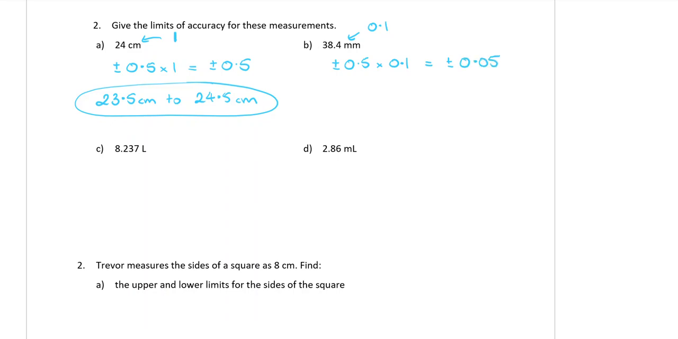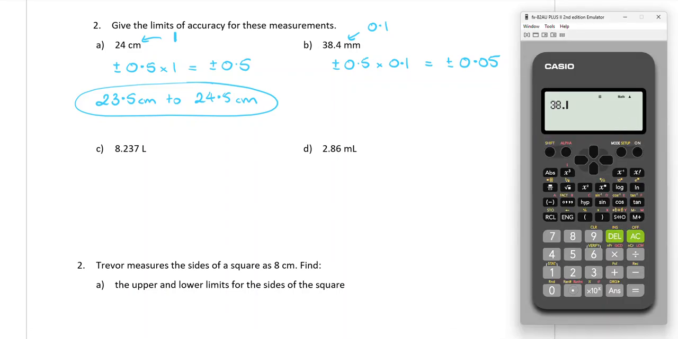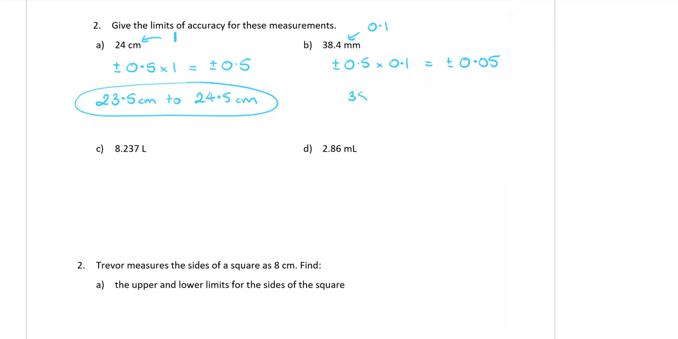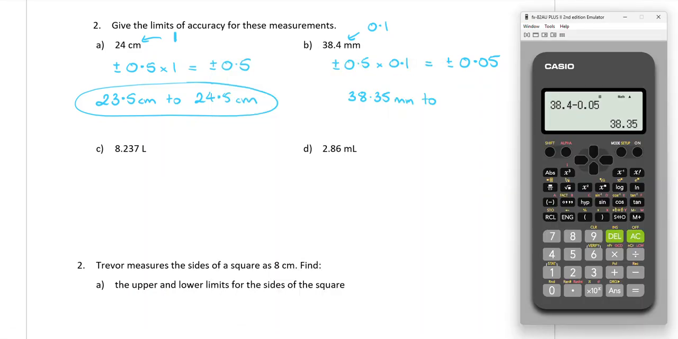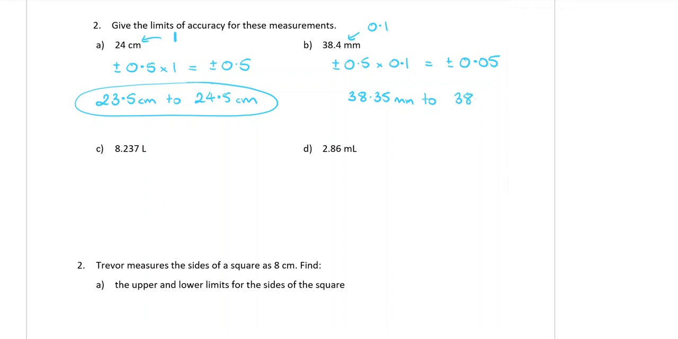0.05. So to work out the lower measurement, you start with 38.4 and you subtract the 0.05, which means the smaller measurement is 38.35. And that's in millimetres. Then to get the bigger measurement, you start with your 38.4, which was your original amount, and you're going to add the 0.05, which is 38.45 millimetres.